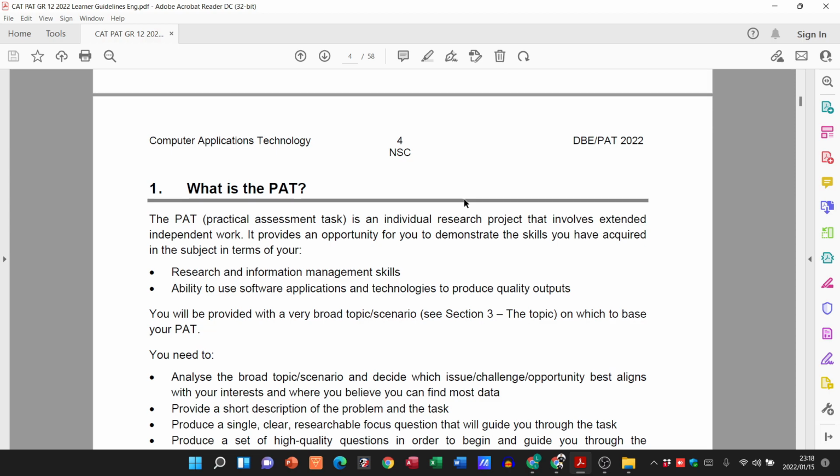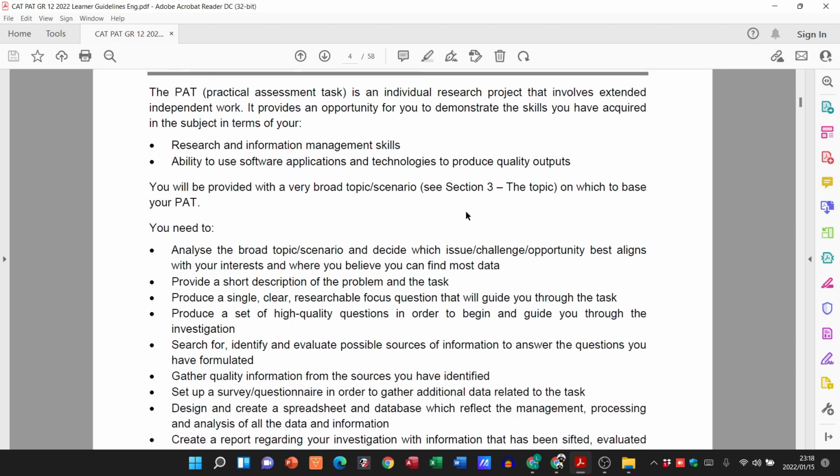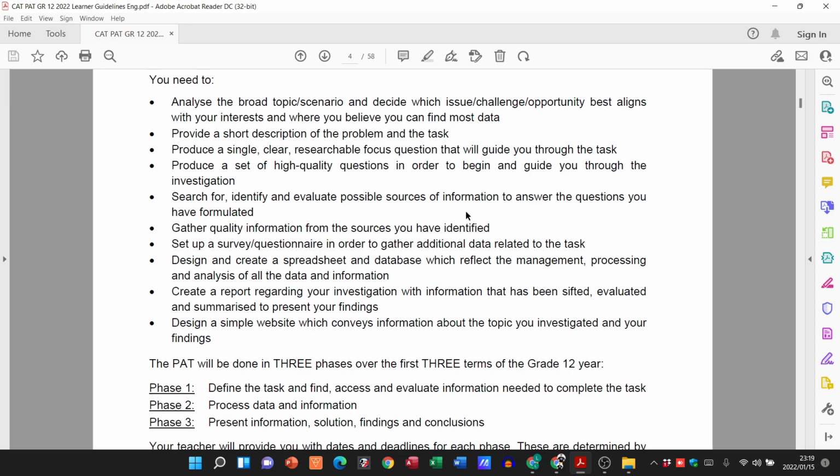Okay, so by now we know what the PAT is. We know that it's a practical assessment task. We also know that it counts to 25% of our end of year mark. So it is something that we need to take very seriously. And it's a way of getting a lot of, I don't want to say easy marks, but yeah, easy marks.